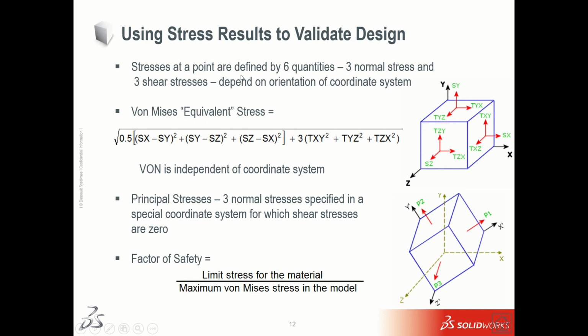Basically, the stress at a point is defined by 6 quantities. Here you can say there are 3 normal stresses as well as 3 shear stresses. The SX, SY, SZ are the normal, while TXY, TXZ, TYZ are the shear. So this is the formula, 0.5 under square root of 0.5, the whole, this is the normal stress and this is the shear stress. So basically for ductile material, you can use von Mises stress theory or maximum shear stress theory. But in theoretical terms, we go for maximum shear stress theory, which is 0.5 of your yield stress.